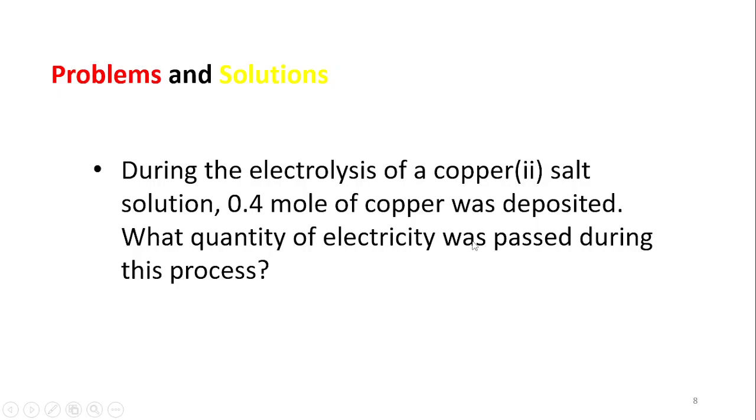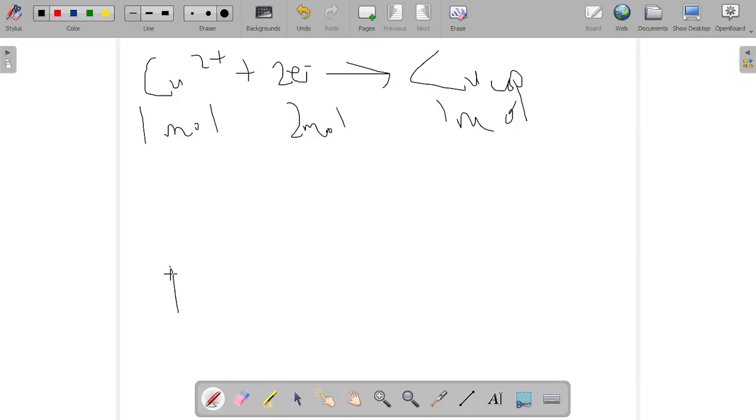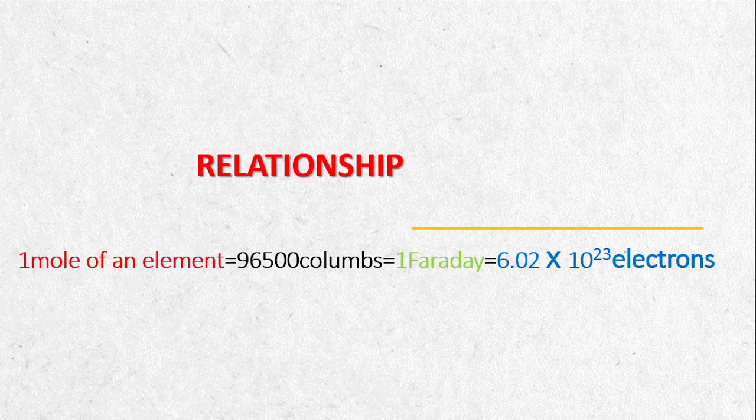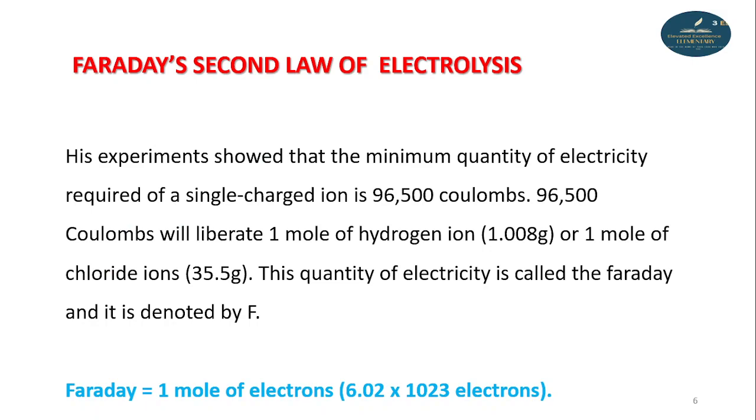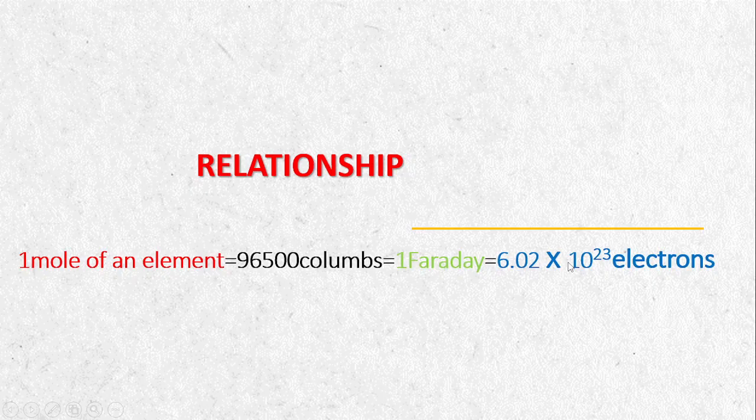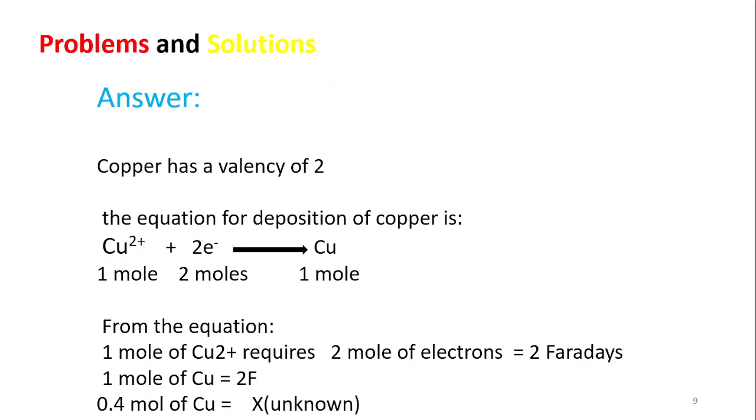We should also know that quantity of electricity is denoted in Faraday, because as it is stated here, this quantity of electricity is called the Faraday. Okay, so now let's proceed. We are trying to get that while comparing these formulas. From the equation, 1 mole of copper ion requires 2 moles of electrons, which is equal to 2 Faradays.